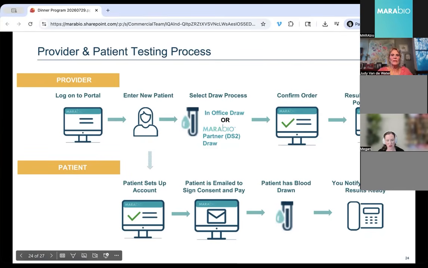And the results are available at the lab about 14 days after we receive the specimen at the lab. The results are uploaded in that portal account, and we notify you as the provider that those results are available.